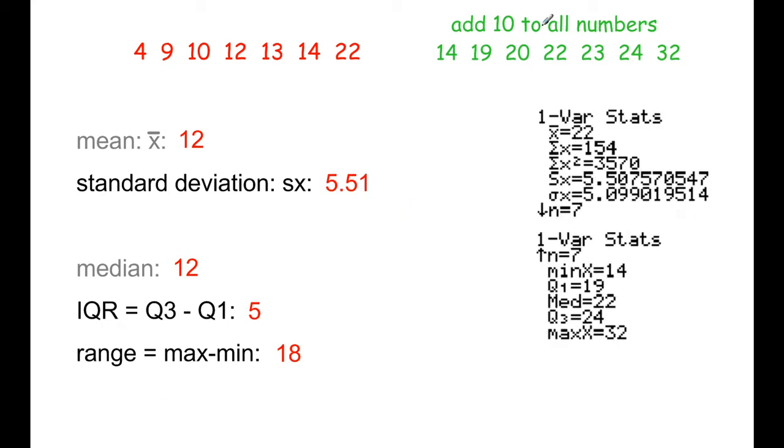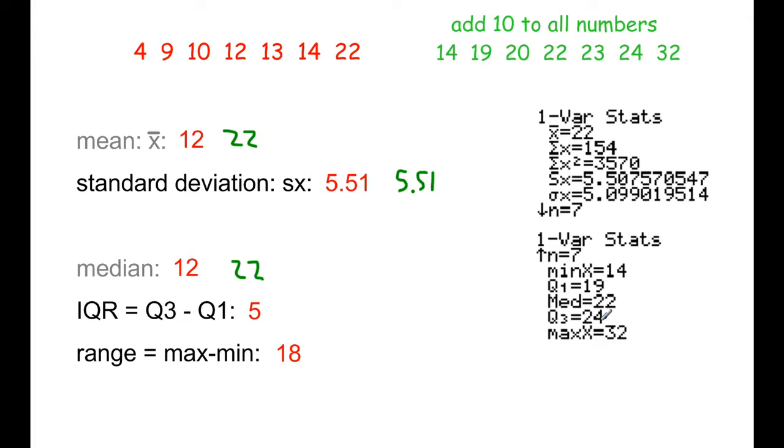So let's take a look at, for the green distribution, what our values are. The mean, X bar here, is 22. So we can write that in, 22. Standard deviation, we always look at Sx, 5.507. We round that to 5.51. So that actually is going to stay the same as the other list. Interesting. Our median, Med, is 22. So the median has changed.